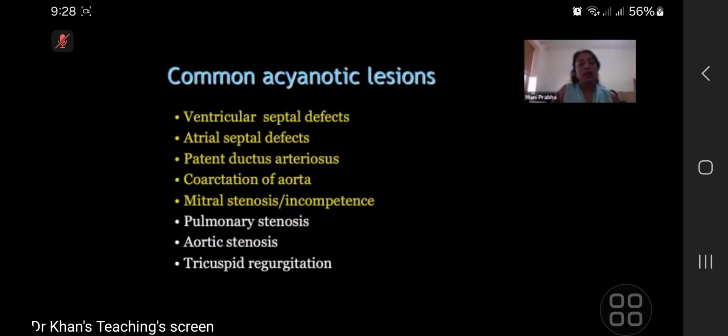So in the common acyanotic lesions, you can ask the question: is it a cyanotic condition or an acyanotic condition? Most of the cyanotic lesions would present early in life, so they are unlikely to be seen later, like a child presenting at the age of 2 years or 5 years. The acyanotic conditions which you should consider are ventricular septal defect, atrial septal defect, PDA, coarctation of aorta, mitral stenosis, and incompetence. These are relatively not so important, so unlikely to be asked in the examination.